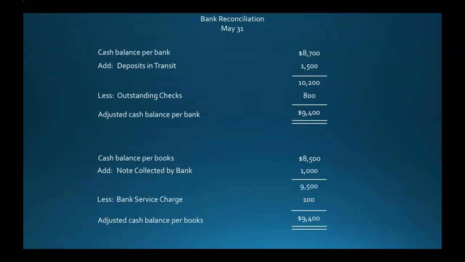So your bank reconciliation would look like this. You would have your per bank and then your per books. And if you notice, the adjusted cash balance per bank equals the adjusted cash balance per books. That is not a coincidence. The reason why you're doing this bank reconciliation is to make the two balances equal.